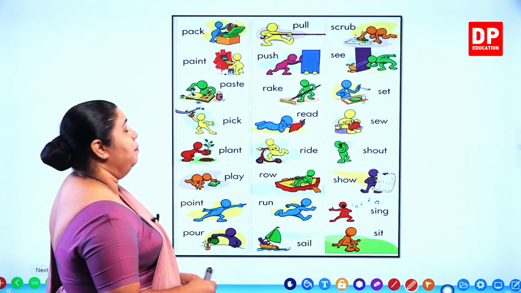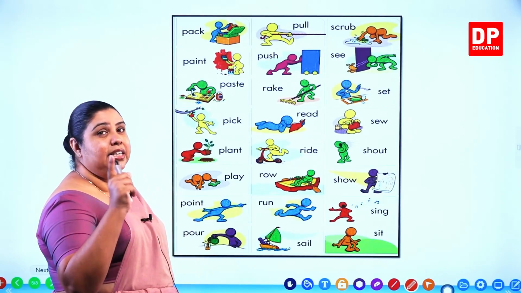pack. You pack your bag. paint. That is something that you do.